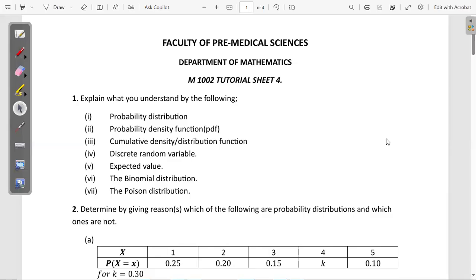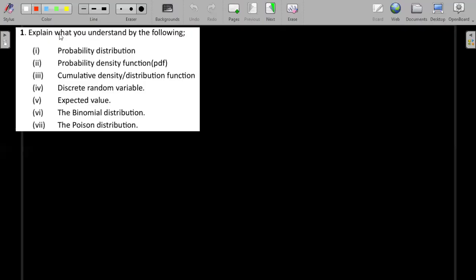In this video, we are going to look at tutorial sheet 4 questions. Okay, so this is math for second semester. So we start from question 1 there. All right, so question 1, they're saying explain what you understand by the following. So the first thing that we've been given there is probability distribution.